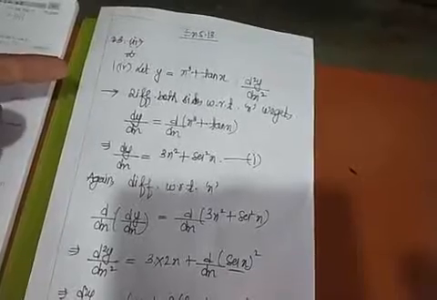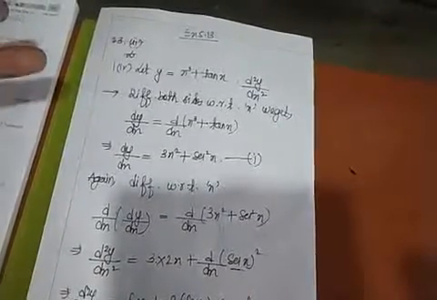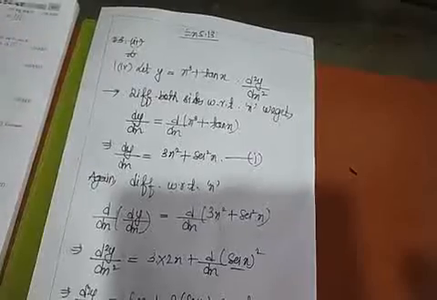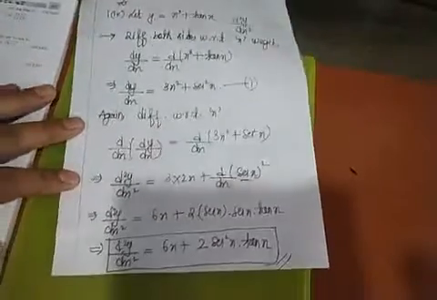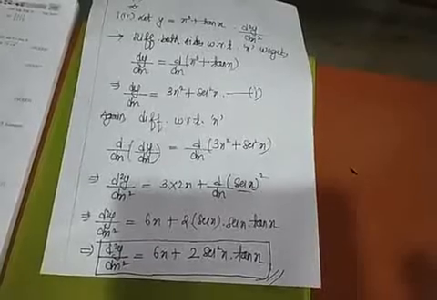And simply, that's it. You find the value for dy by dx. Again, differentiate it once with respect to x, then you'll get the value for d2y by dx square, which is the second order derivative. The same thing we have to repeat in all the questions given here.